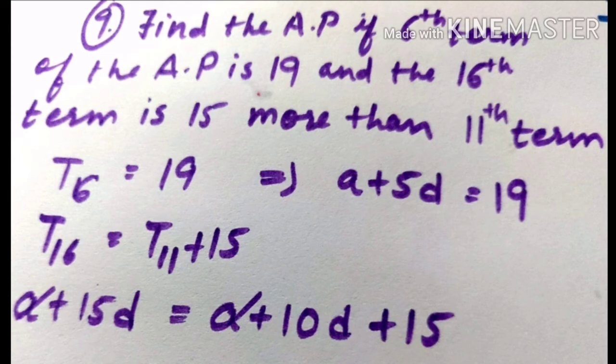Now as we know the Tn formula, we write here T16 as A plus 15D is equal to T11, whose formula is A plus 10D, plus 15. Now you can see from both sides we cancelled A.